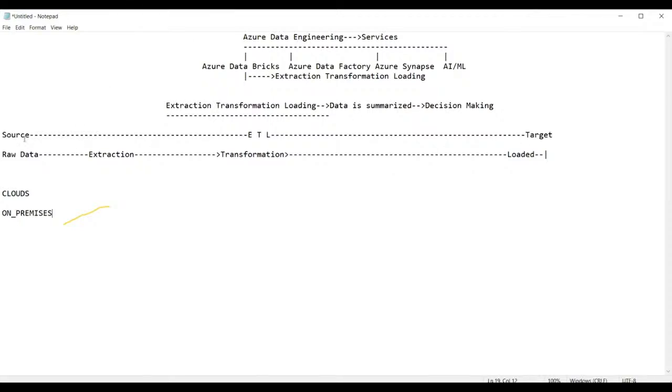Okay, so first of all, let us try to understand what is cloud. Azure data engineering is cloud-based data engineering, am I right? So now, guys, let us first try to understand what is a cloud and what is on-premises. Let us try to understand first what a cloud is basically.